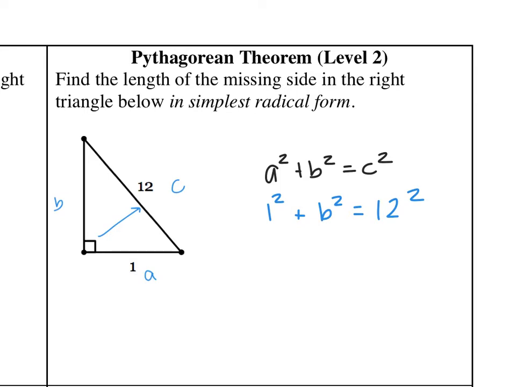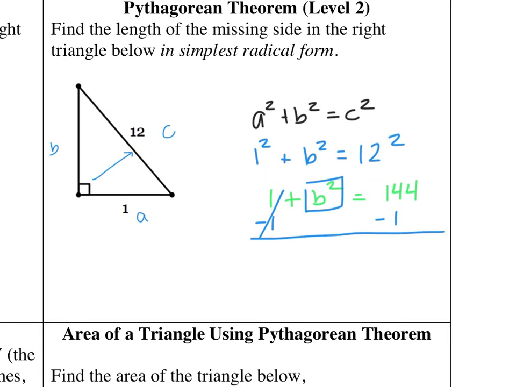Well, 1 squared is 1. B squared is just b squared, and 12 squared is 144. I need to get b squared by itself. So I'm going to subtract 1 from both sides. My 1's cancel, so I just get b squared equals 143.